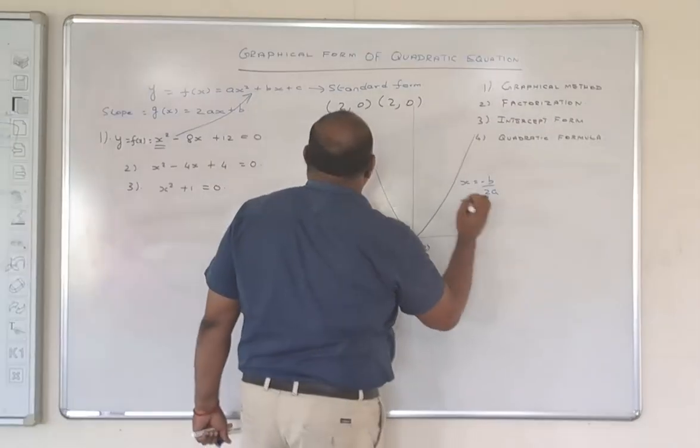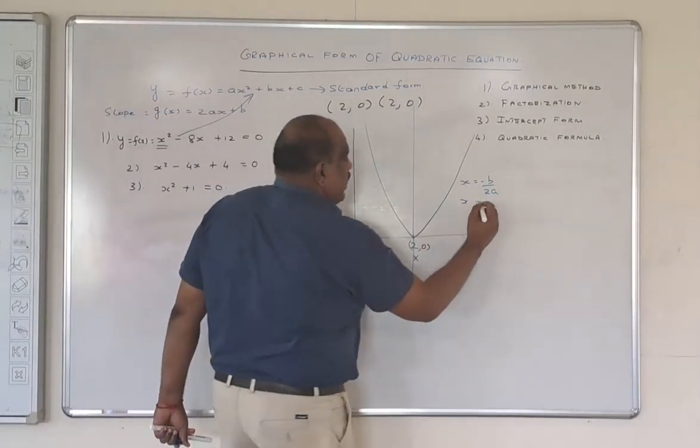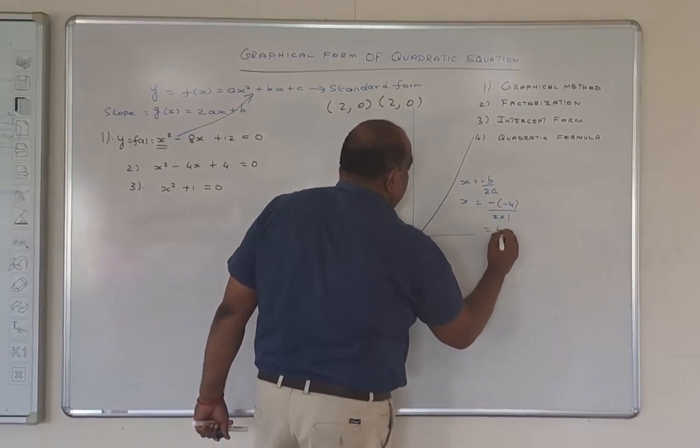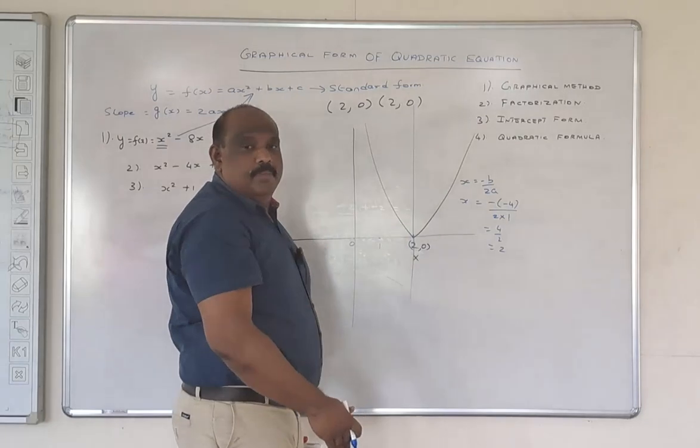So x will be equal to, what is b? B is minus 4. So minus of minus 4, by 2 into a, which is 1. So 4 by 2 is what? 2. So at x equal to 2 only the axis of symmetry should come.